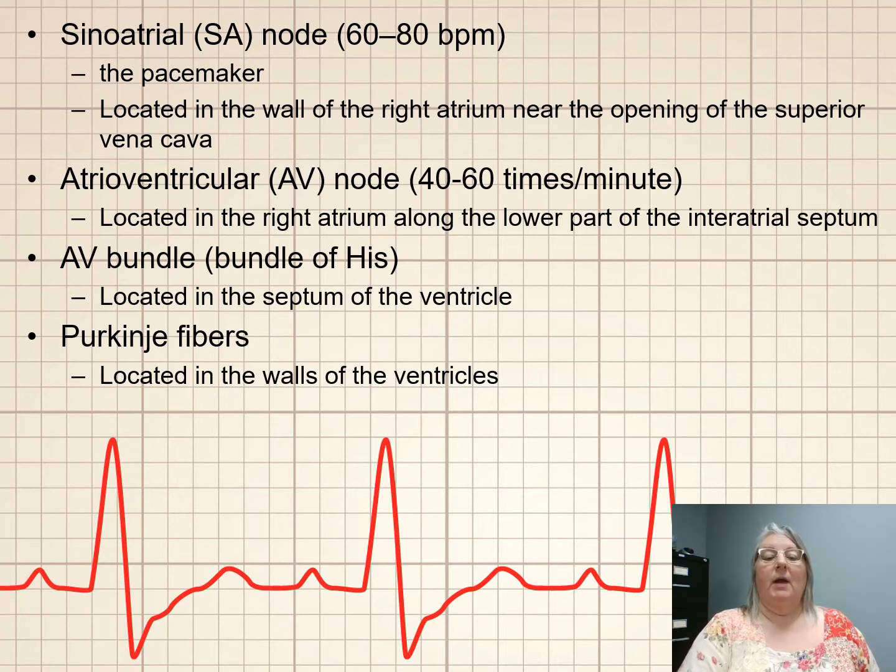And it's located in the right atrium along the lower part of the interatrial septum. So that would be the center of the heart. The AV bundle is located in the septum of the ventricle. And the Purkinje fibers, they are located around the outside of the ventricles.